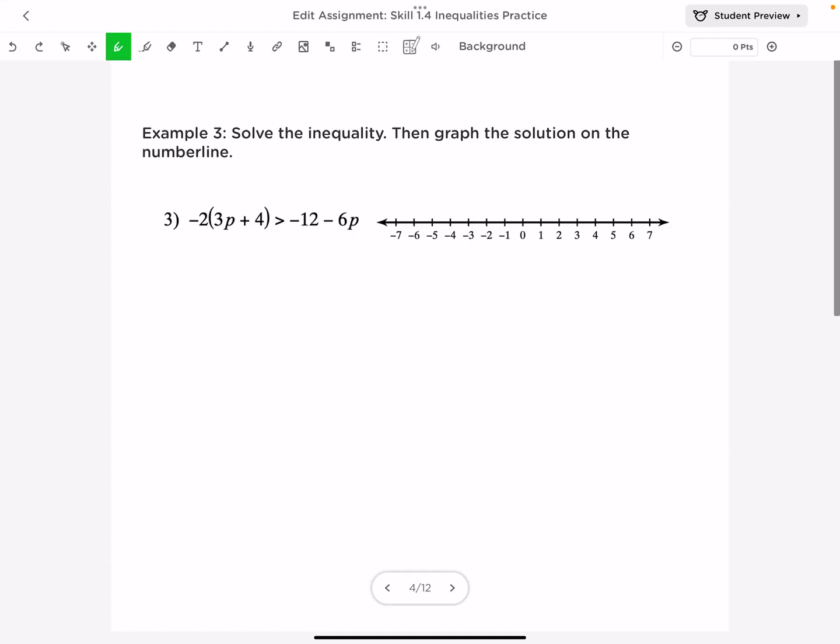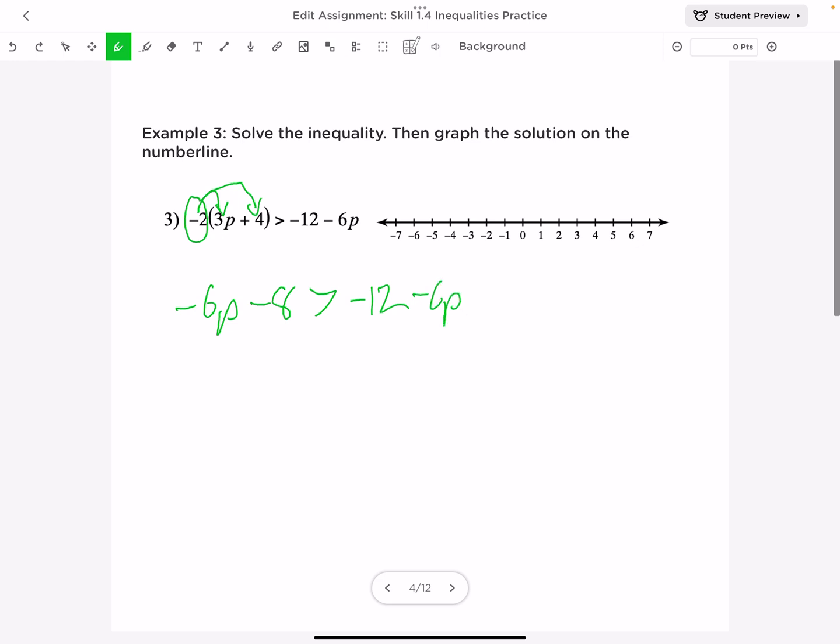Okay, here we have a third problem. Once again, I'm going to distribute. So this -2, I distribute to both sides. And so -2 times 3p is just -6p. -2 times 4 is -8, is greater than -12 minus 6p.